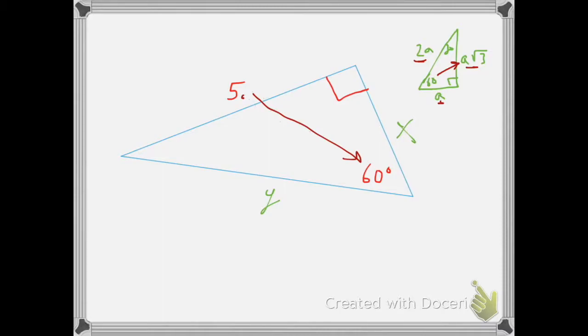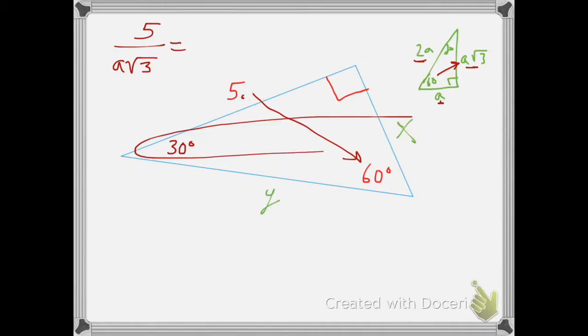So that means, in proportion, you're going to have 5 from your specific triangle and a root 3 in your model, from your master copy. So they're going to be related to each other. And we've got to figure out what x is equal to. Well, x is across from this angle over here, which is 30 degrees. And again, we know that because all the triangles make 180. So x is going to connect up with 30. Well, in the model, a connects up with 30.